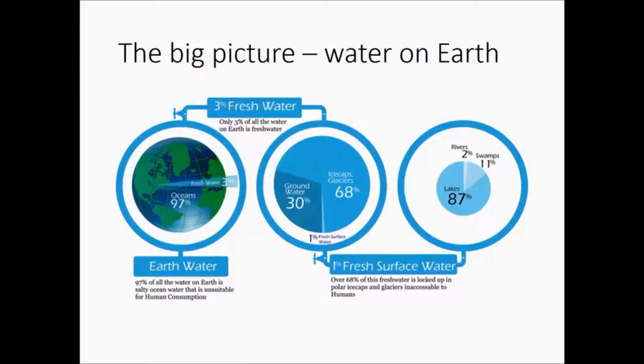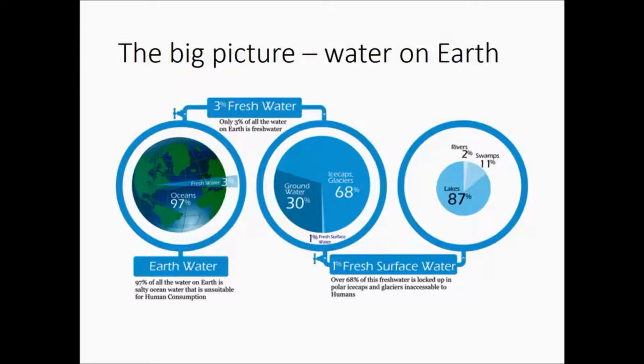So to give you an overview, or the big picture so to speak, of all the water on Earth, 97% is locked up in oceans. And that water is unable to be used by humans and is unsuitable for human consumption because it has such a high salt content.